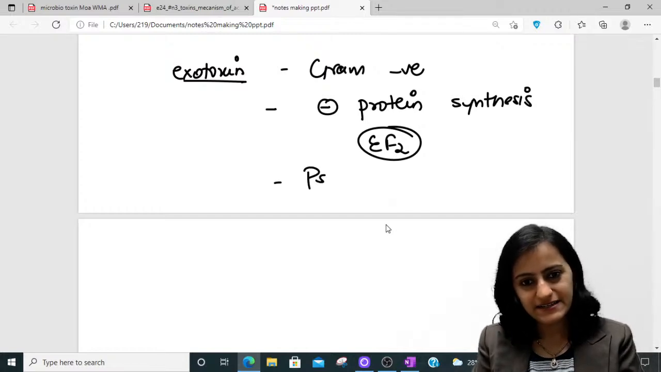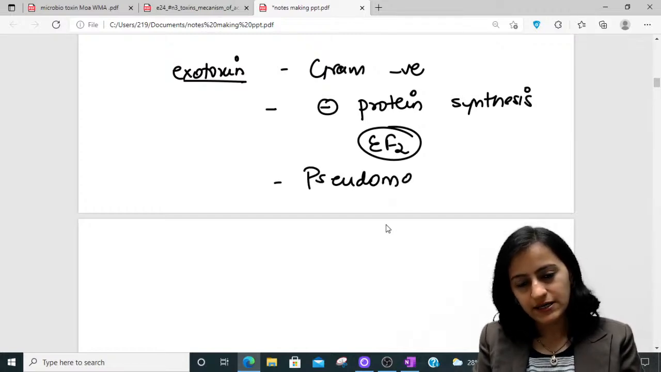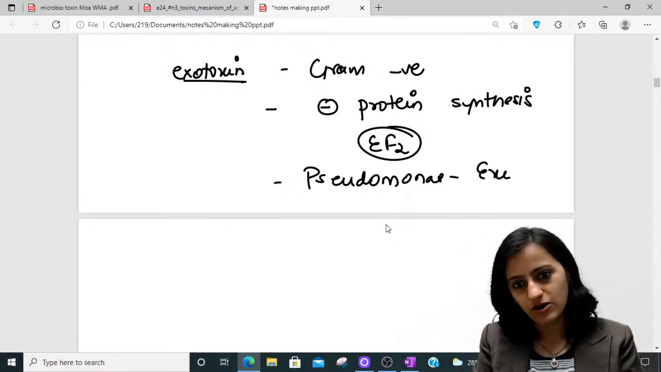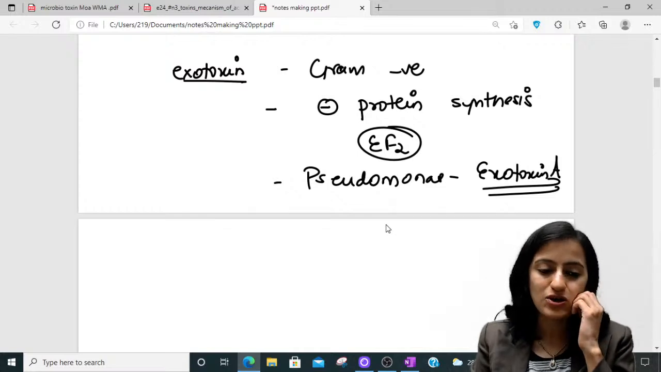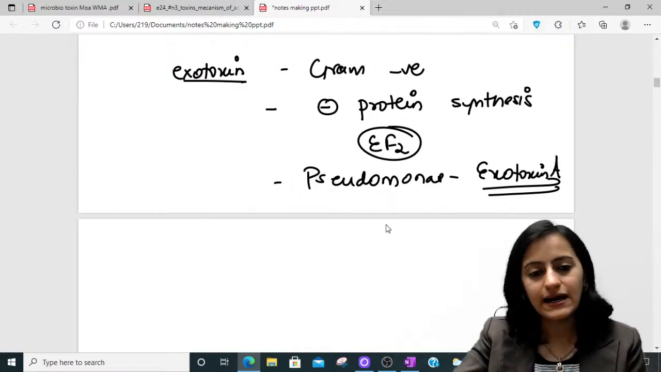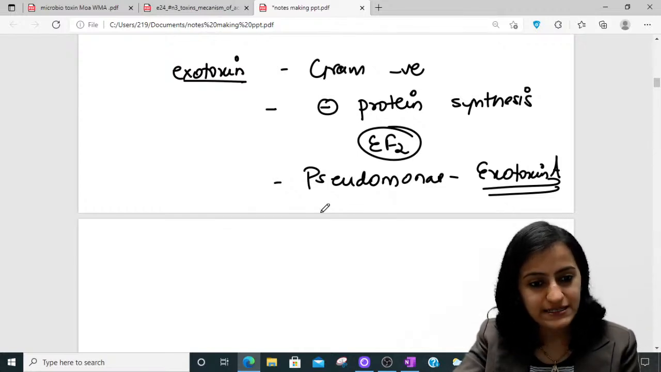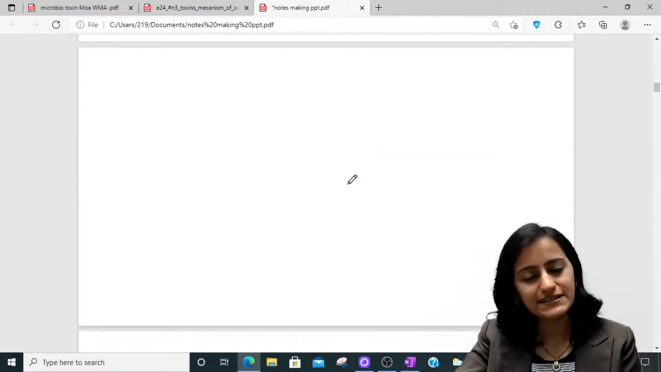Absolutely right. That is your Pseudomonas. Remember, Pseudomonas has something called exotoxin A. Okay, it has your exotoxin A as well. And I asked gram negative. Corynebacterium is your gram positive, right? It's your gram positive.